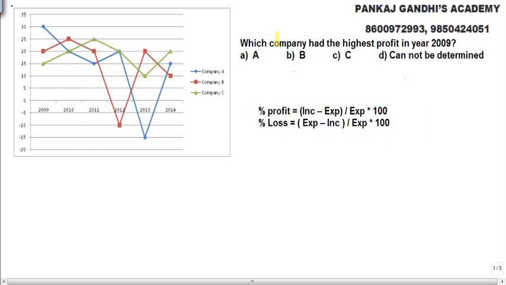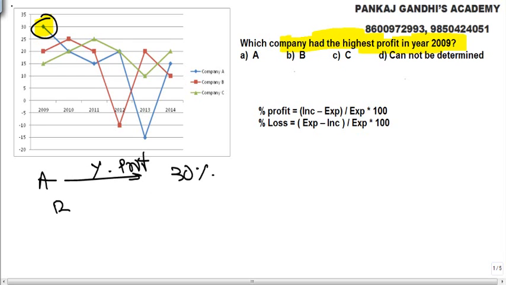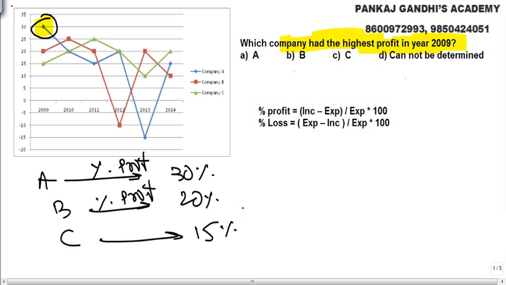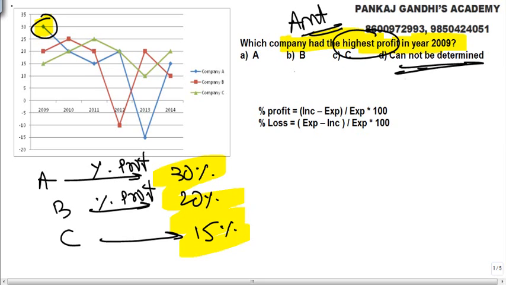Question here is which company had highest? Answer we already know. Though in 2009 A's percentage profit is highest, B's is mid percentage profit, B's is 20, C has lowest. This is percentage profit. I want amount of profit. Answer is cannot be determined.